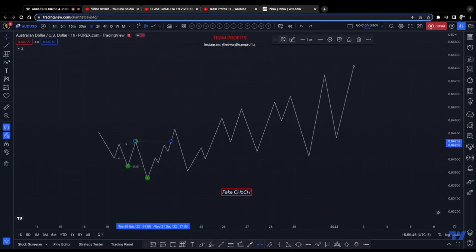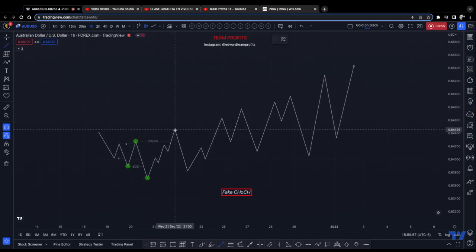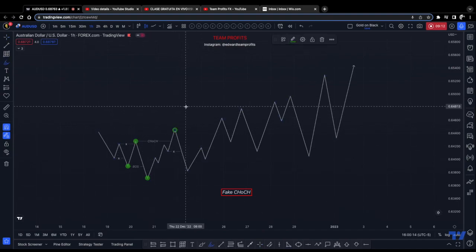So what is this called? Change of character, okay? We now have the first change of character. After that, what do we have? Price broke, then pulls back. This pullback breaks the first higher low internally, so we do have a little inducement there to the downside. That confirms that right here, this is now my confirmed higher high. So far, this is my higher low.